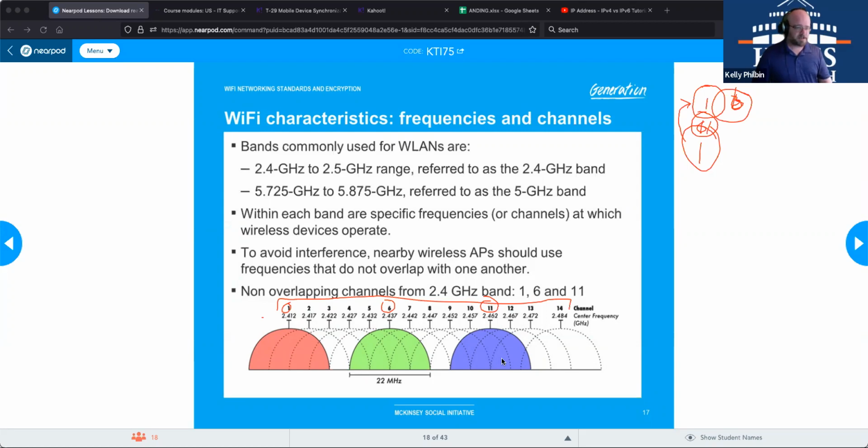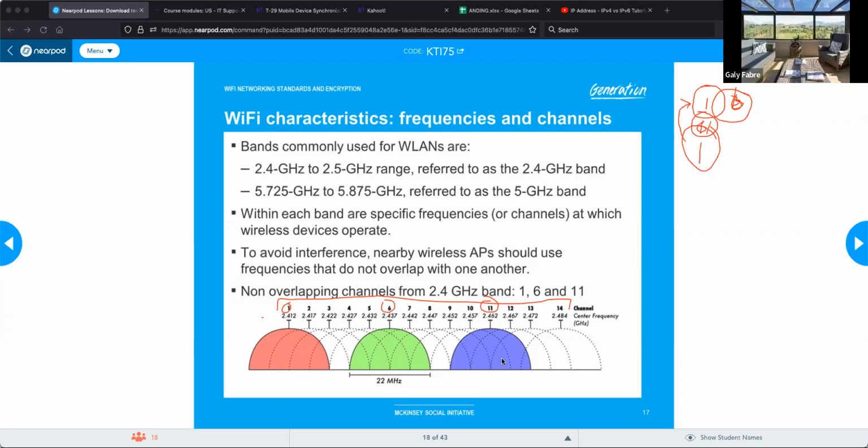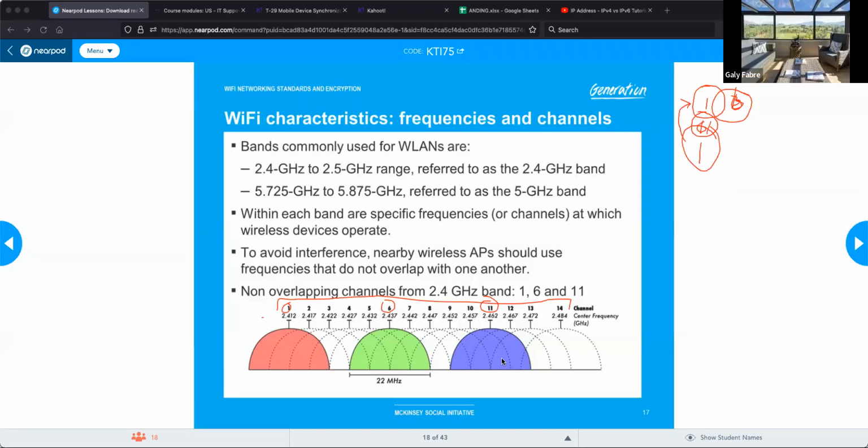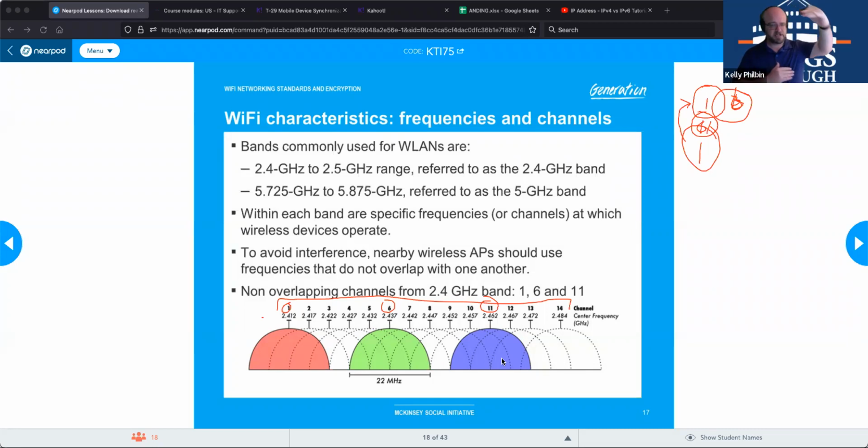2.4 has better wall penetration. There's less refraction as it's going through the walls. And it has a smaller wavelength, so it's not interfered with by the studs as much. Even if you have metal studs, it's less affected. 5 gigahertz has a much wider wavelength, and so it is interfered with by walls much more readily and things like that.